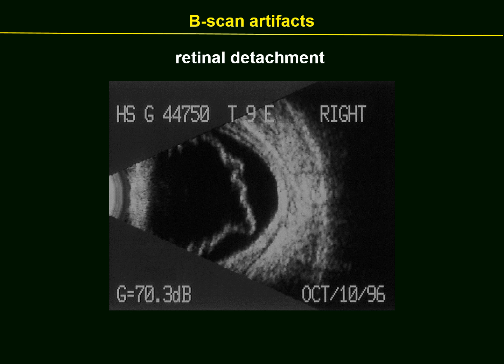In B-scan, artifacts always occur. Here, for instance, a retinal detachment. When we look at several areas of these retinal signals, they're holes. These are not defects in the retina. These are shadows, total shadows caused by total refraction of the oncoming oblique beam.